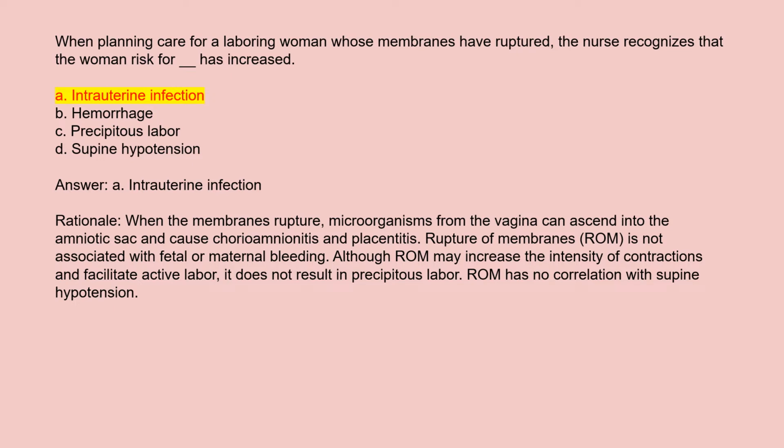Rationale. When the membranes rupture, microorganisms from the vagina can ascend into the amniotic sac and cause chorioamnionitis and placentitis. Rupture of membranes, ROM, is not associated with fetal or maternal bleeding. Although ROM may increase the intensity of contractions and facilitate active labor, it does not result in precipitous labor. ROM has no correlation with supine hypotension.